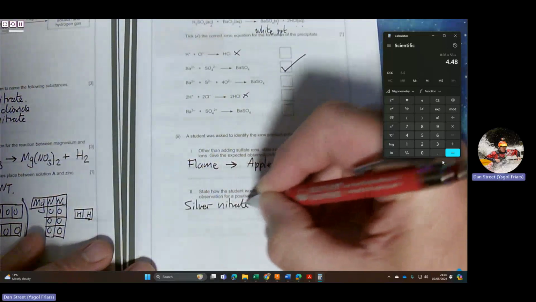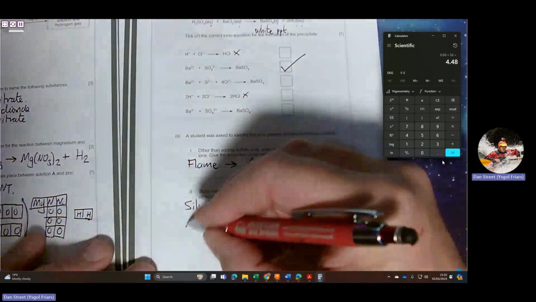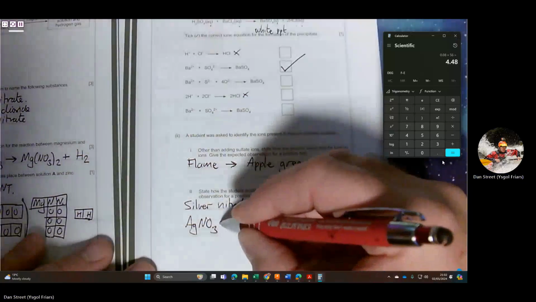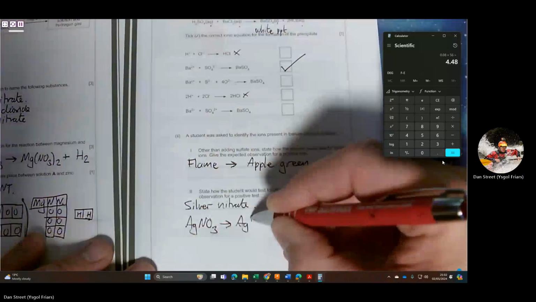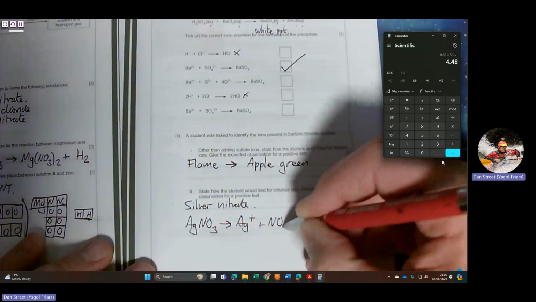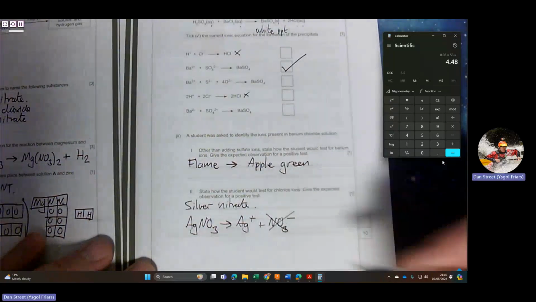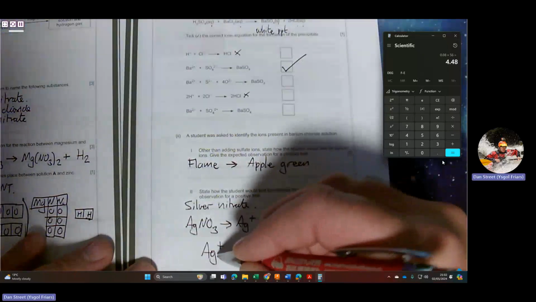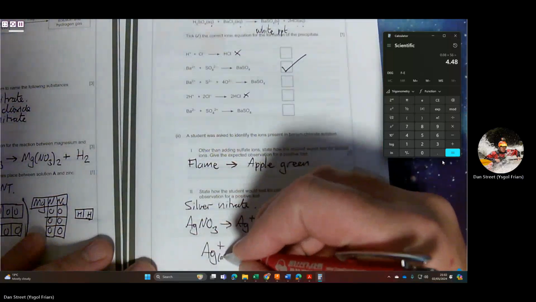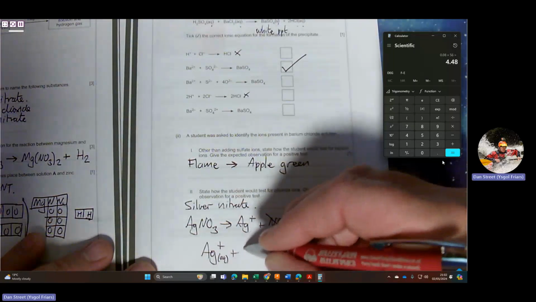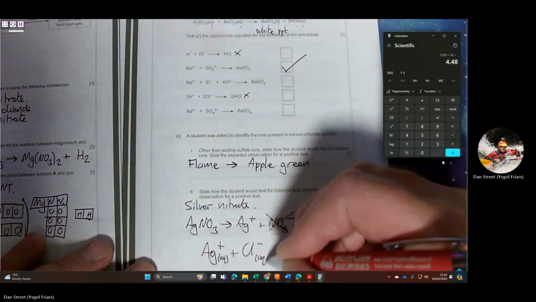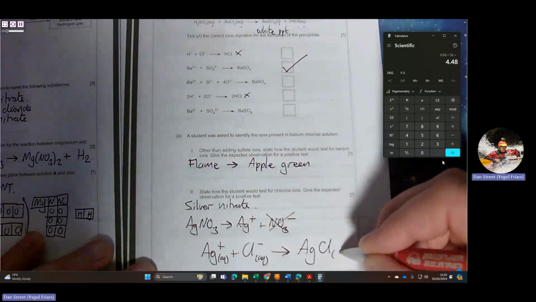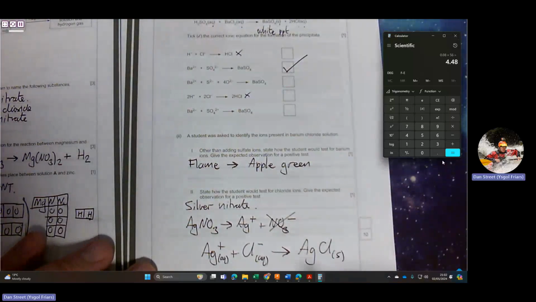To illustrate the answer, we could perhaps write the equation. The silver nitrate will produce silver ions and nitrate ions. We're not interested in the nitrate ions for this, because those silver ions will react with the chloride ions. We'll use the same format as up here: aq, react with the chloride ions. That makes another rather exciting white precipitate. Silver chloride is a white precipitate.